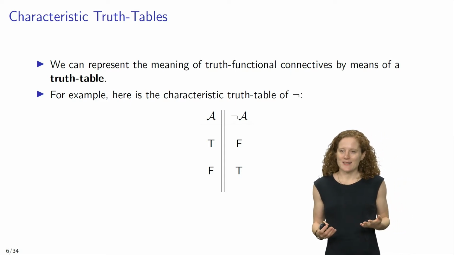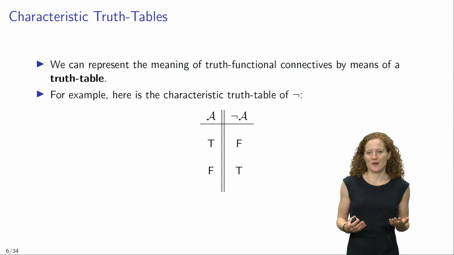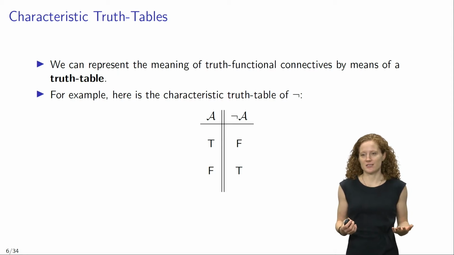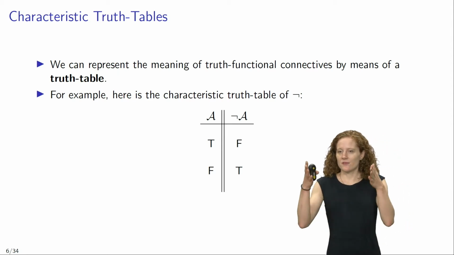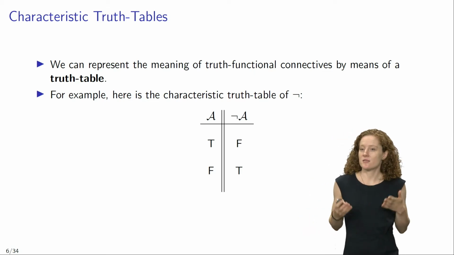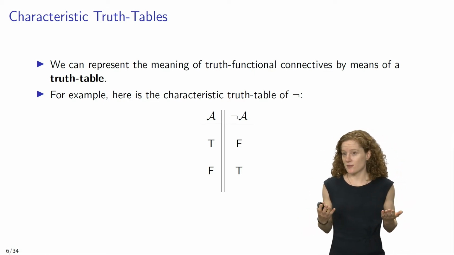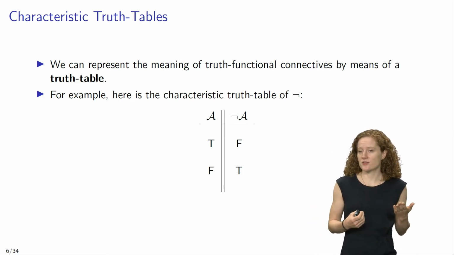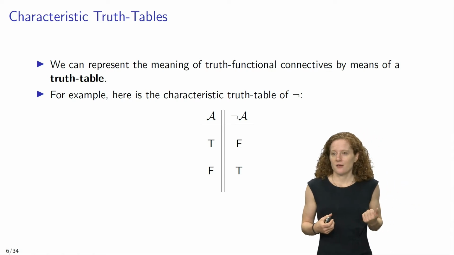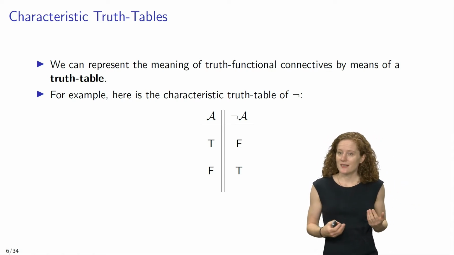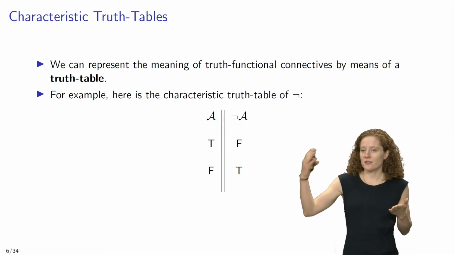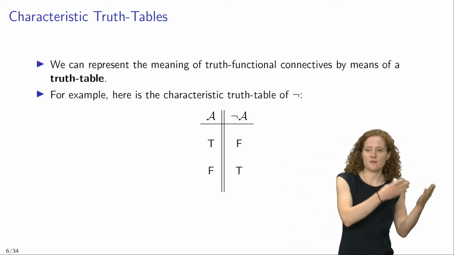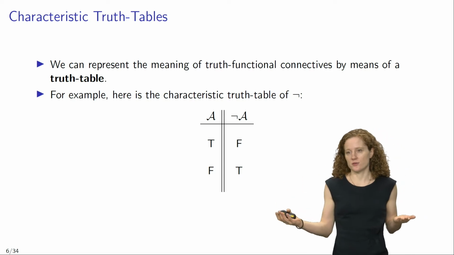We can represent the meaning of truth-functional connectives by means of a truth table. So for example, here you can see the characteristic truth table of the negation sign. In the right column, you see the sentence not A, whose truth value we want to determine here. And in the left column, you see the possible truth values for A. And what this table tells you is that if A is true, not A is false. And if A is false, not A is true.